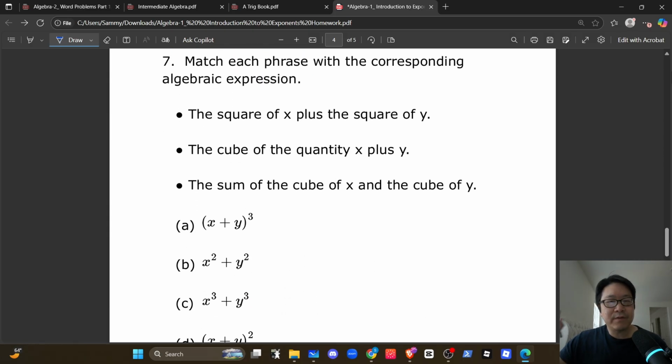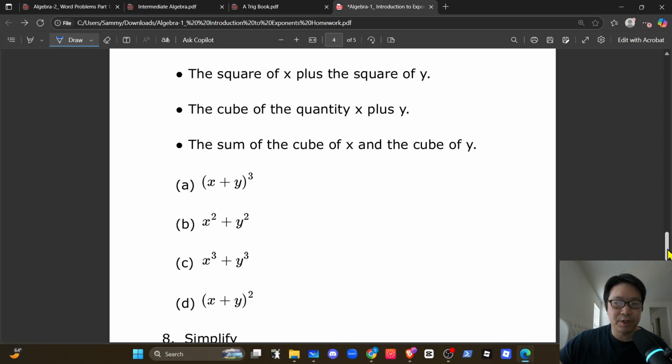Okay, and number 7 says match each phrase with the corresponding algebraic expressions. So this is going to have to do with being able to translate words into mathematical symbols or algebraic equations. So the first one says the square of x plus the square of y. So this is going to be a sum. It's going to involve the addition symbol. So the square of x is going to be x squared, and the square of y is going to be y squared. So basically, it's going to be x squared plus y squared. So it's going to be B.